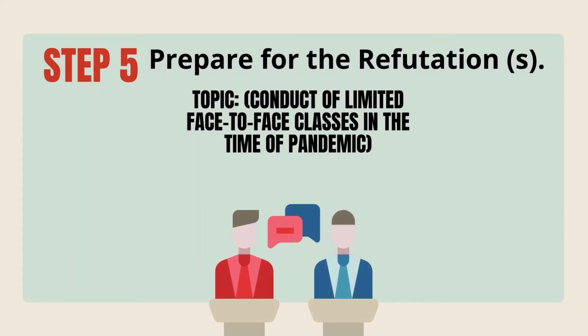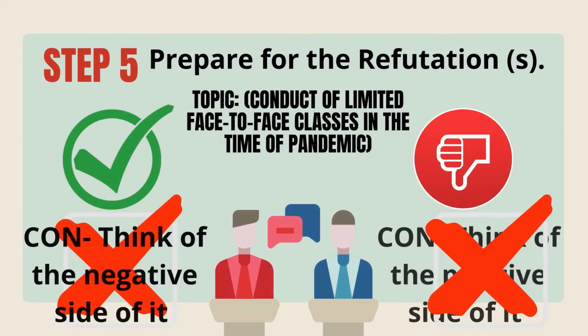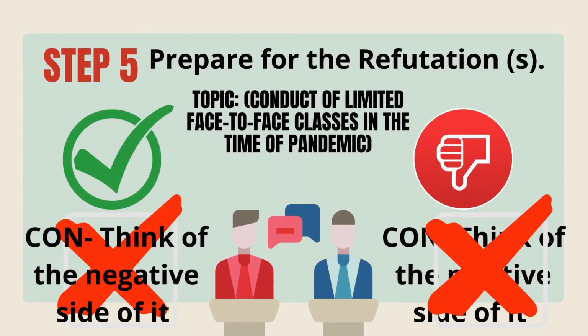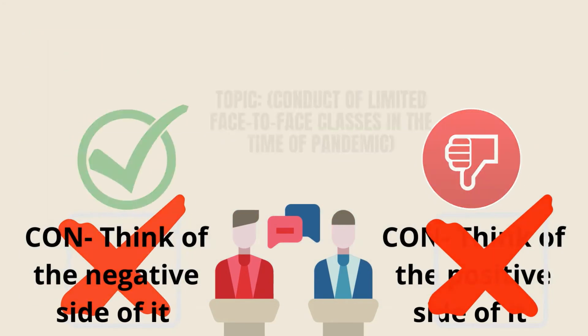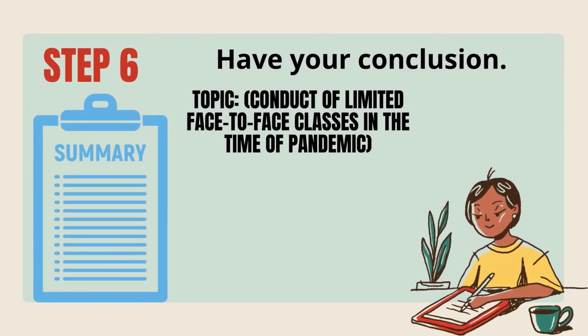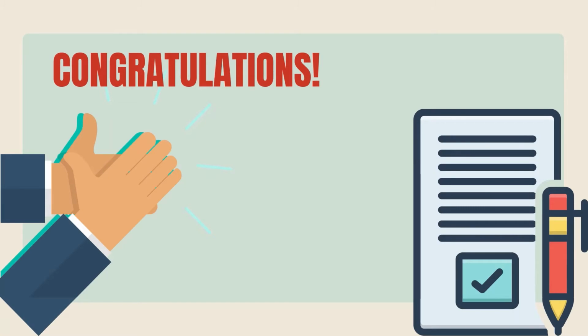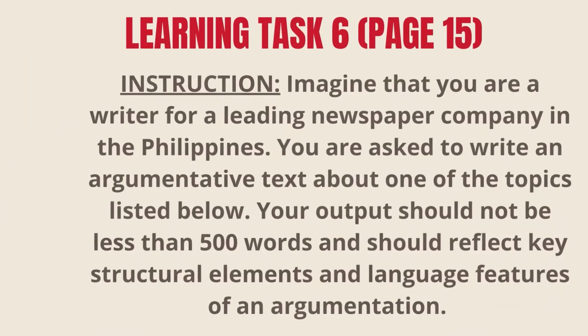Next, prepare for the refutations. Here, you just need to study the con that you previously provided and prove that it is wrong. Finally, have your conclusion. Here, you just have to either restate your thesis statement or argument or summarize all your points. There you have your task 4.